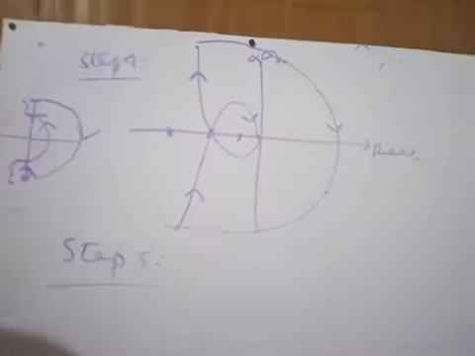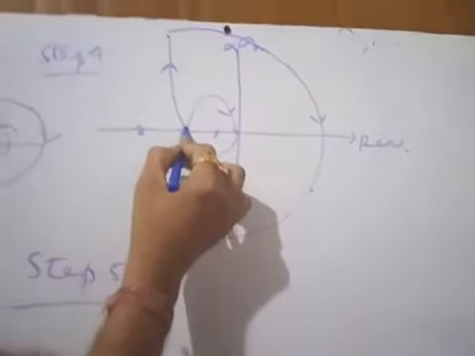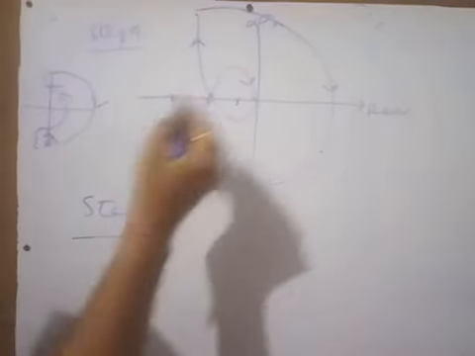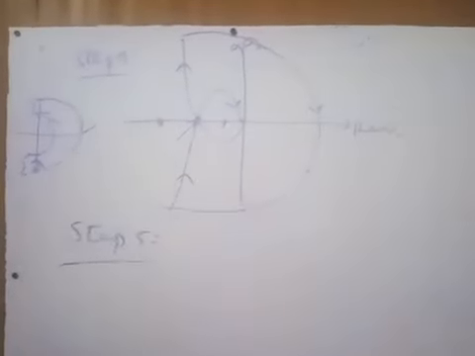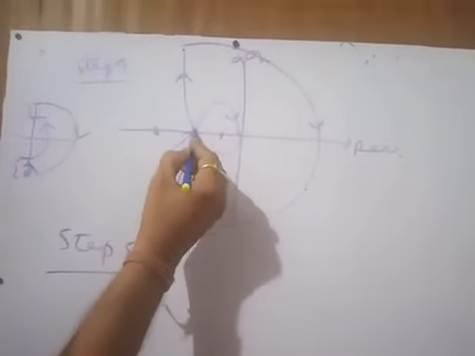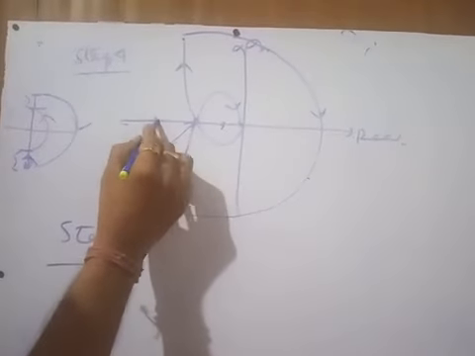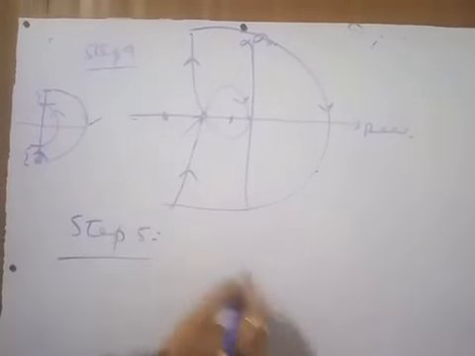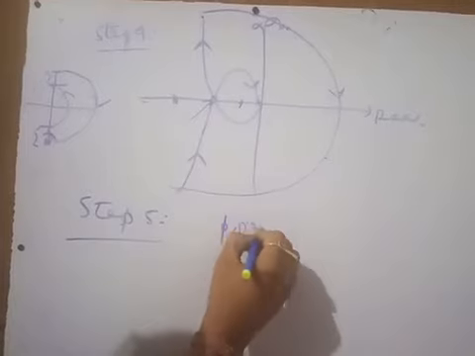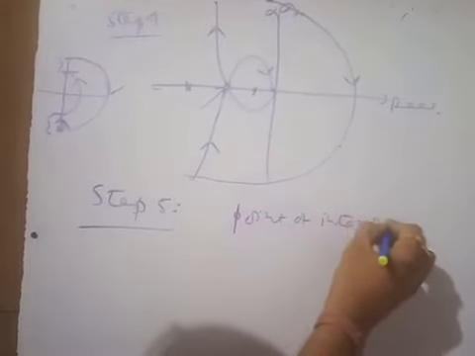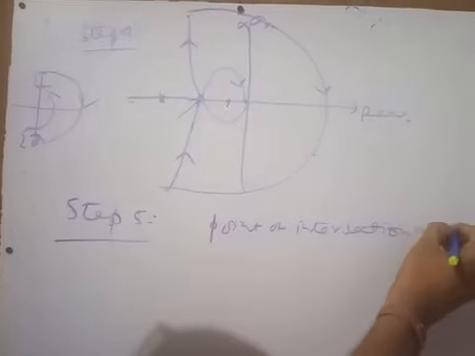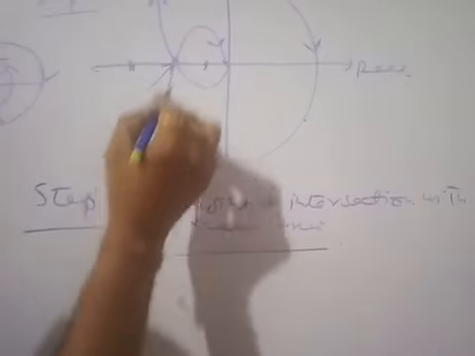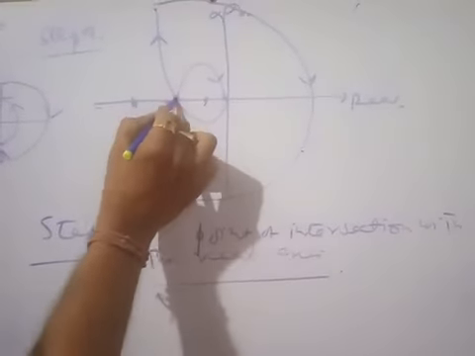Depending upon this value, this is the point of interest: whether this point is outside minus 1 plus j0 or inside minus 1 plus j0. In order to find that out, first of all we have to identify the point of intersection with the real axis. That means at which point this polar plot actually intersects with the real axis.